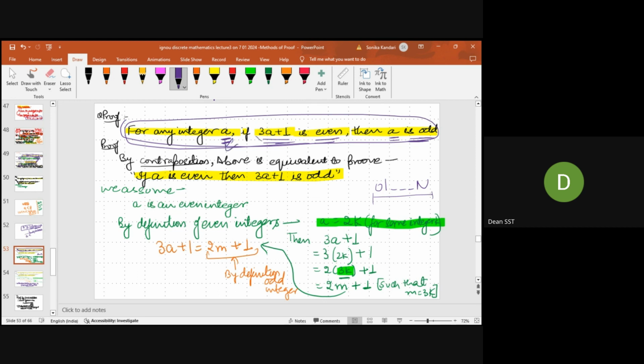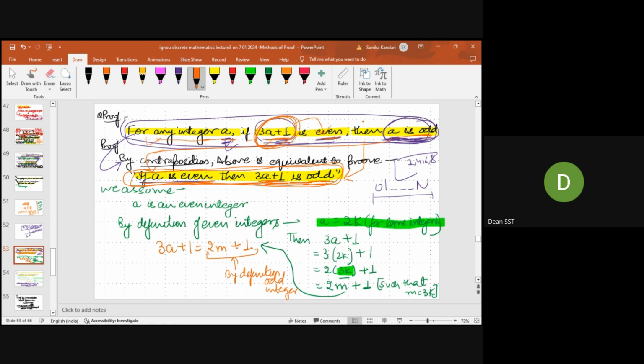For any integer a, if 3a plus 1 is even (even means a multiple of 2: 2, 4, 6, 8), then a is odd. We are proving it by contraposition. Here a was odd, and we are forming its contrapositive. So we write: if a is even, then 3a plus 1 is odd. Our statement was, for any integer a, if 3a plus 1 is even, then a is odd, and from the contrapositive, if a is even, then 3a plus 1 is odd.